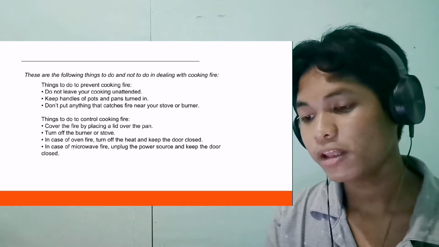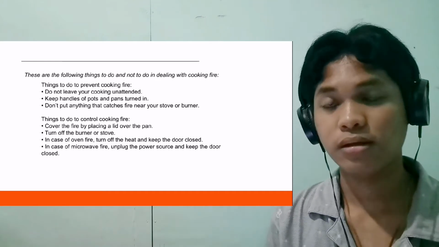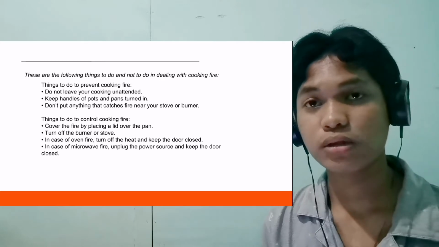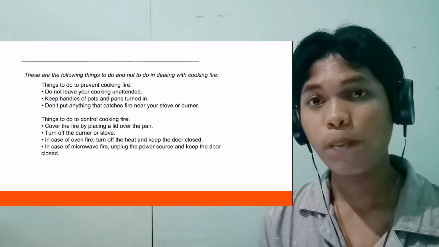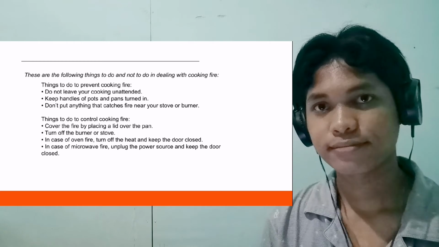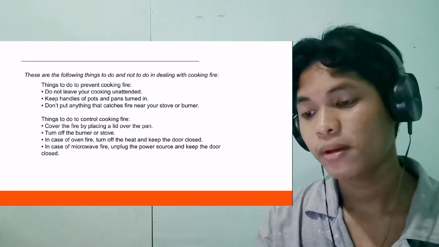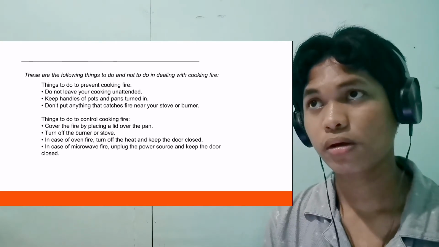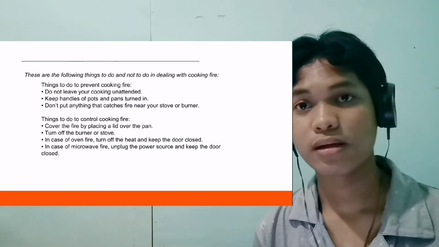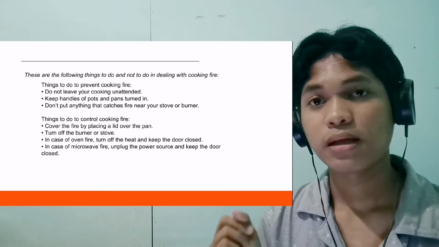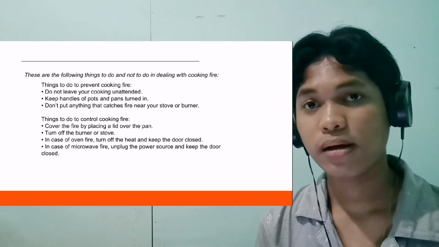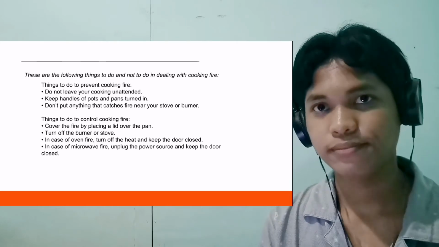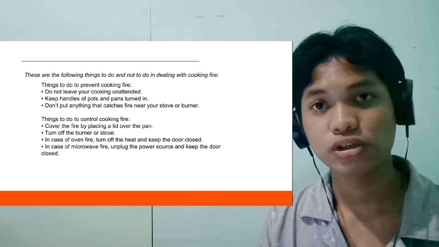Things to do to control cooking fire. Number 1. Cover the fire by placing lid over the pan. So, kung nagliliyab ang ating pan, takpan natin to ng ating takip upang mapula ang apoy. Number 2. Turn off the burner or stove. Huwag tayong matakot na i-off ang burner natin or ang stove natin dahil kung alam mo ang mga dapat na gawin ay hindi ka matatakot kung kaya't kailangan mong makinig or magkaroon ng knowledge.